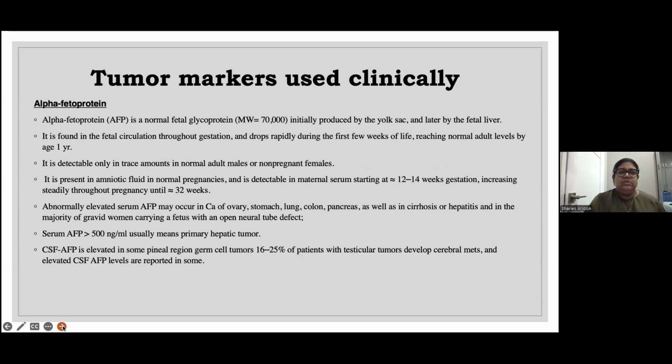Alpha-fetoprotein is normally a fetal glycoprotein initially produced by the yolk sac and later by the fetal liver. CSF AFP is elevated in some pineal region germ cell tumors, and in 16 to 25% of patients with testicular tumors who develop cerebral mets, elevated CSF AFP levels are reported in some.